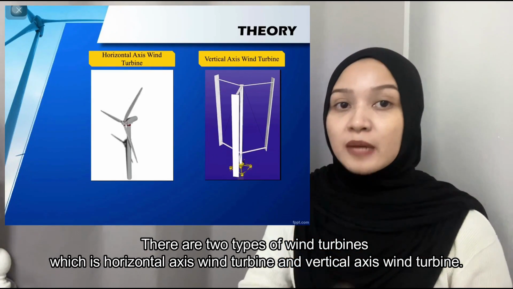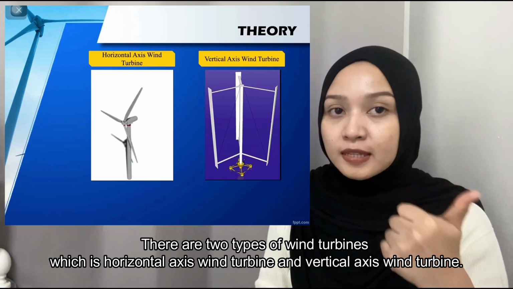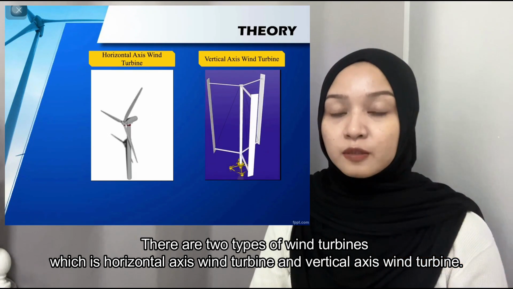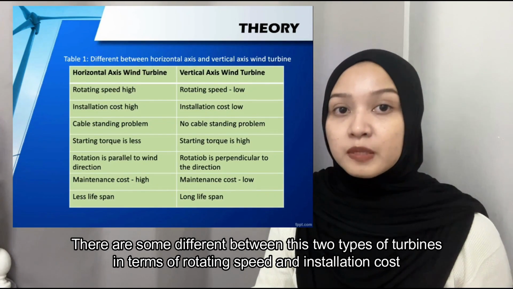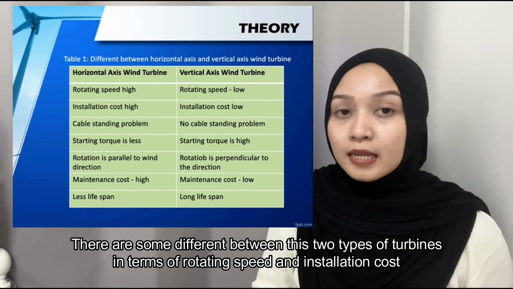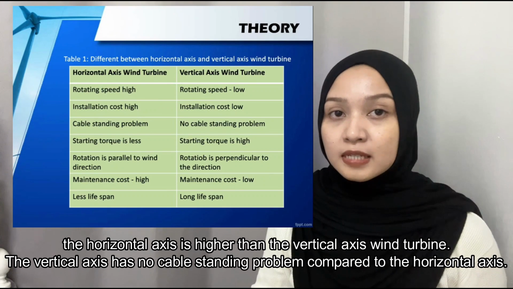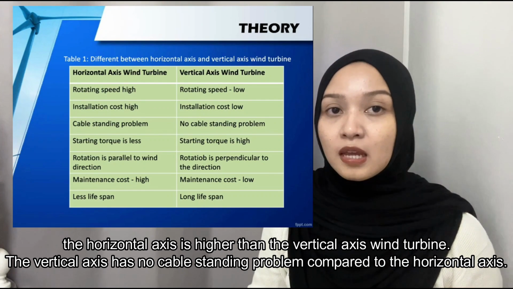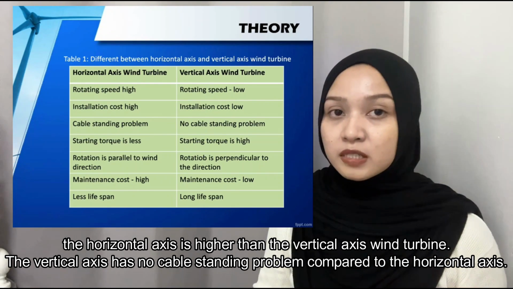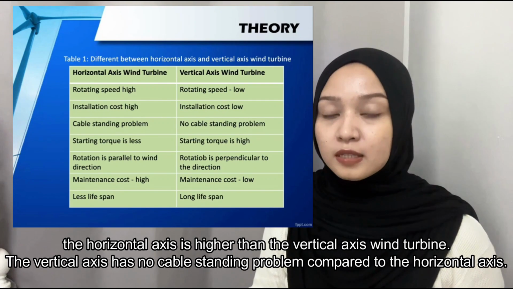It has two types of wind turbine, which are horizontal and vertical axis wind turbine. There are some differences between these two types of turbine. In terms of rotating speed and installation cost, the horizontal axis is higher than the vertical axis. The vertical axis has no cable standing problem compared to the horizontal axis.